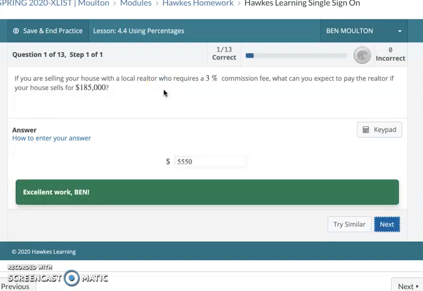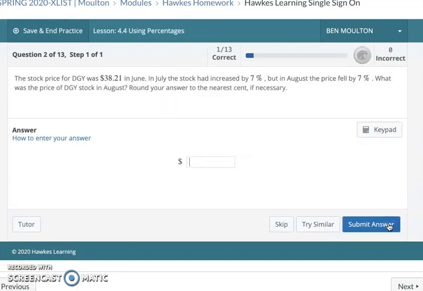And if you don't believe me, there's my credibility. I'm trying to redeem myself from last section, guys. Next victim, let's take a look. The stock price for TGY is $38.21 in June. In July, it's increasing by 7%, but in August, it fell by 7%. What was the price of TGY stock in August? We're going to round to the nearest cent if necessary. Give me a second to get this set up.